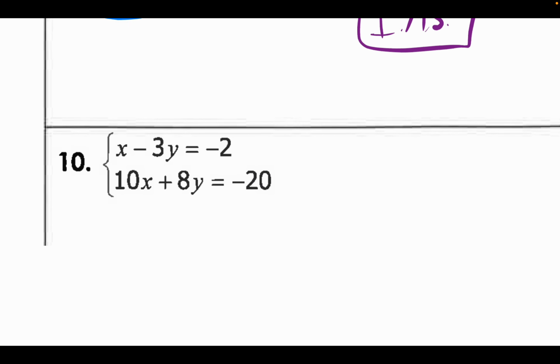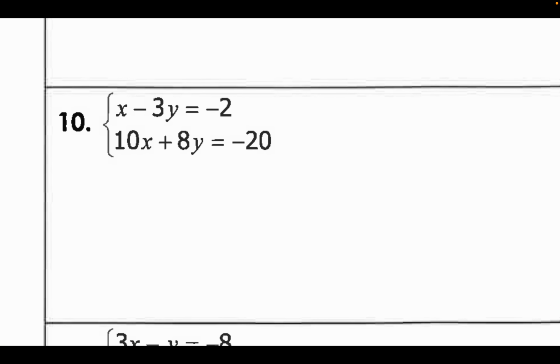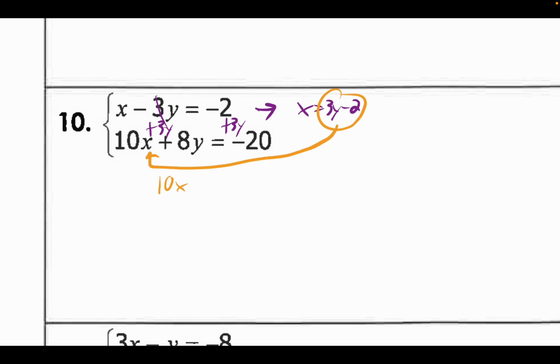On to number 10. The variable that would be easiest to solve for here would be this top x, because it's a 1x. I will do that by adding 3y to both sides. I'll get x equals 3y minus 2. And now I take all of 3y minus 2 and plug it into my other equation. And I get 10x, which means 10 times, not 10x, but 10 times the new x, which is 3y minus 2, plus 8y equals negative 20.